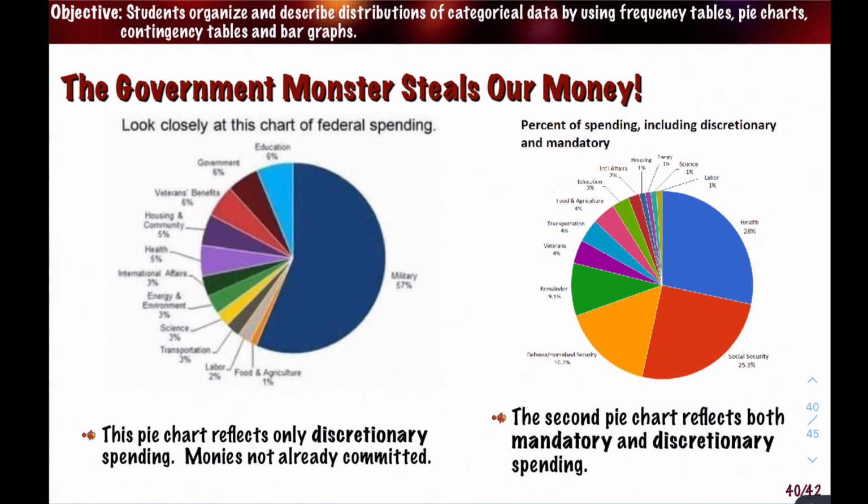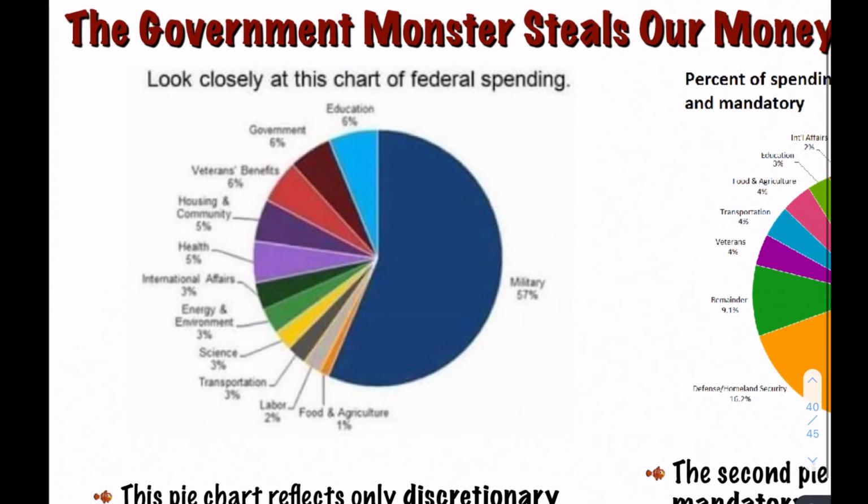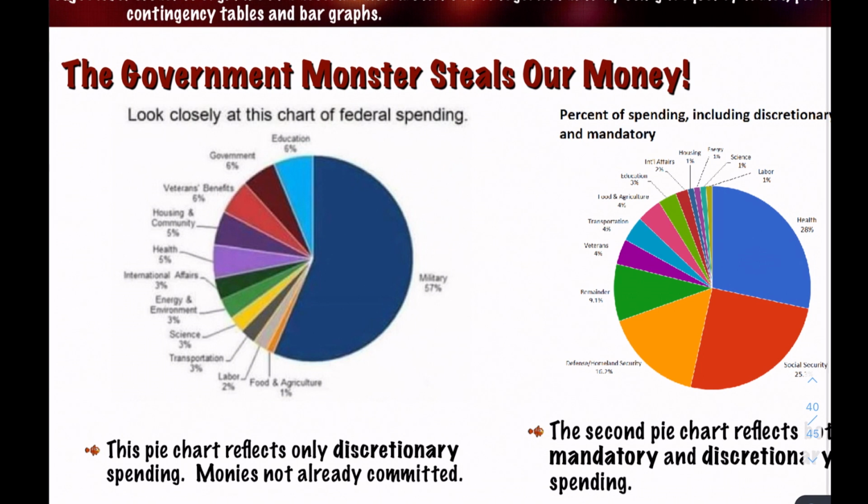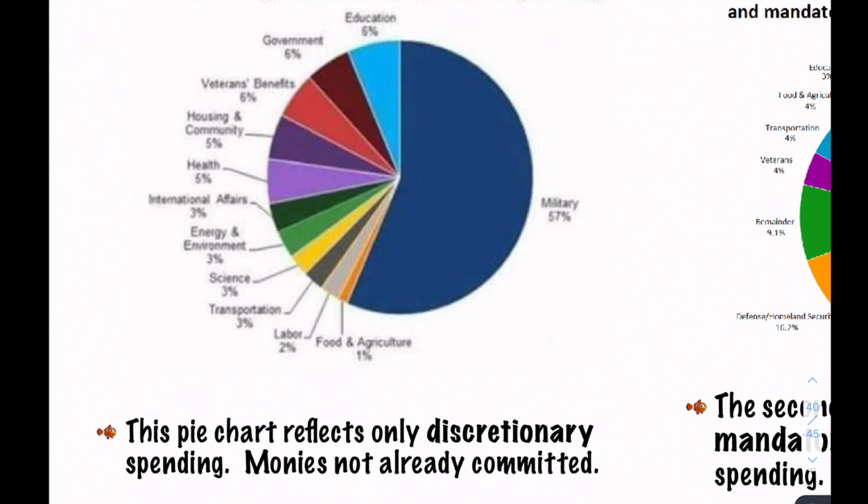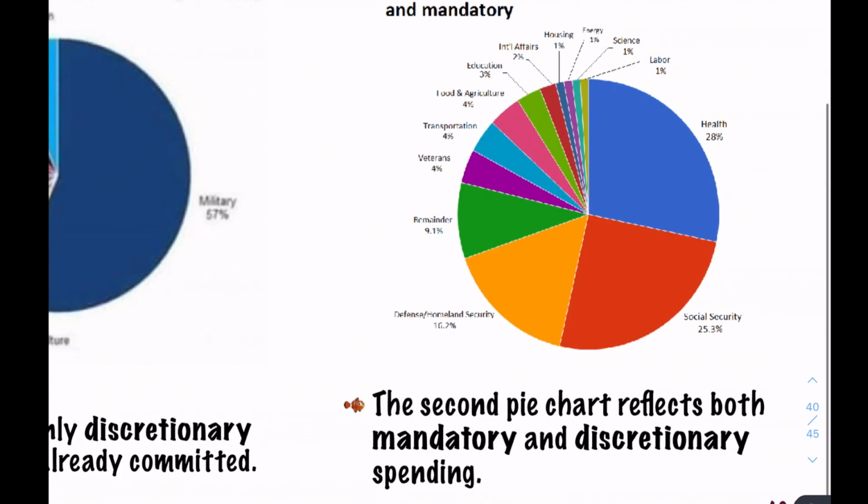Other drastic worries. If you look at this chart on the left, you see that the government is spending all of our money and they're stealing it. But do you actually know what it represents? This pie chart reflects only discretionary spending. Those are monies that are not already committed. If we actually put in all of the money that's already dedicated, this chart reflects both mandatory and discretionary spending.